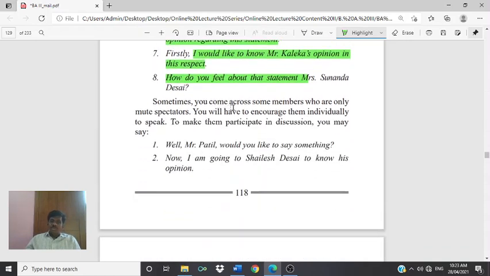So sometimes you come across some members who are only mute spectators. You will have to encourage them individually to speak, to make them participate in a discussion, you may say.